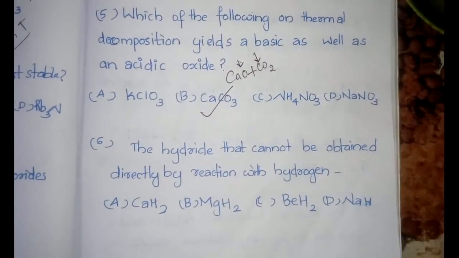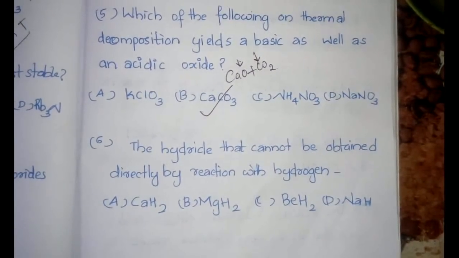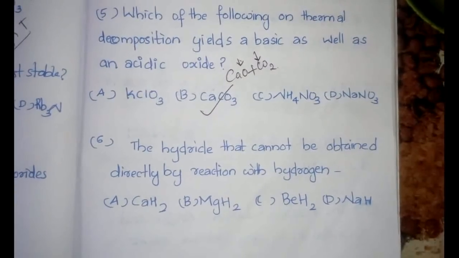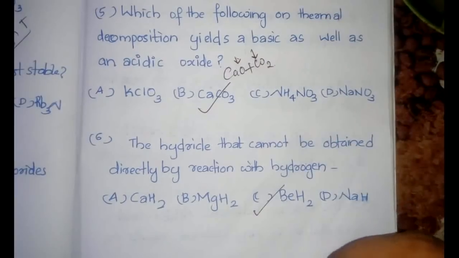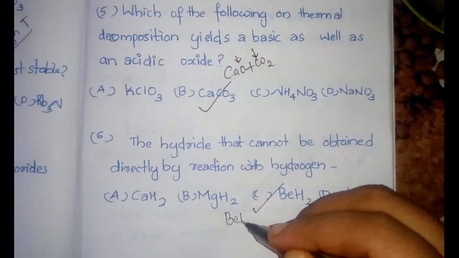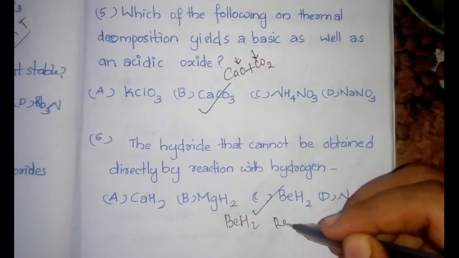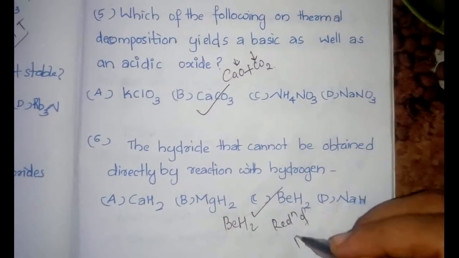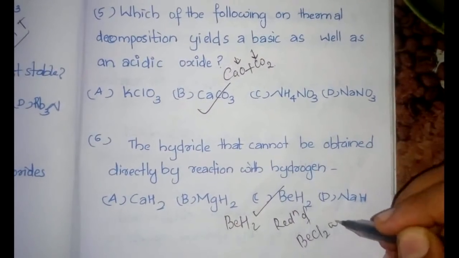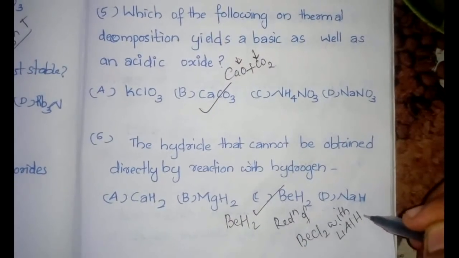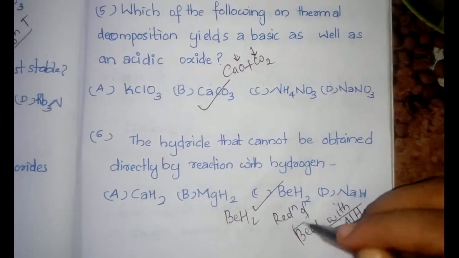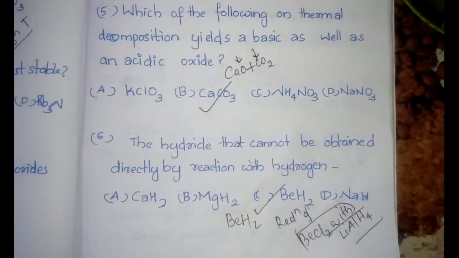The next question is, the hydride that cannot be obtained directly by reaction with hydrogen. For question 6, the answer is option C, BeH2. Why? Because BeH2 is formed by reduction of BeCl2 with LiAlH4. That is, lithium aluminum hydride is used to reduce BeCl2 to form BeH2.